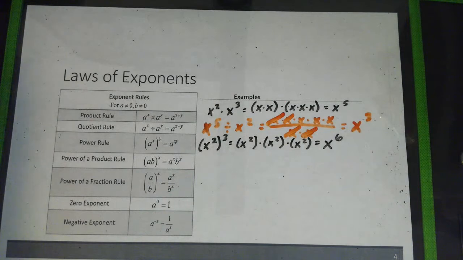Next up, we're going to look at the power of a product rule, which says if we have ab in parentheses raised to the x power, we get a to the x, b to the x.